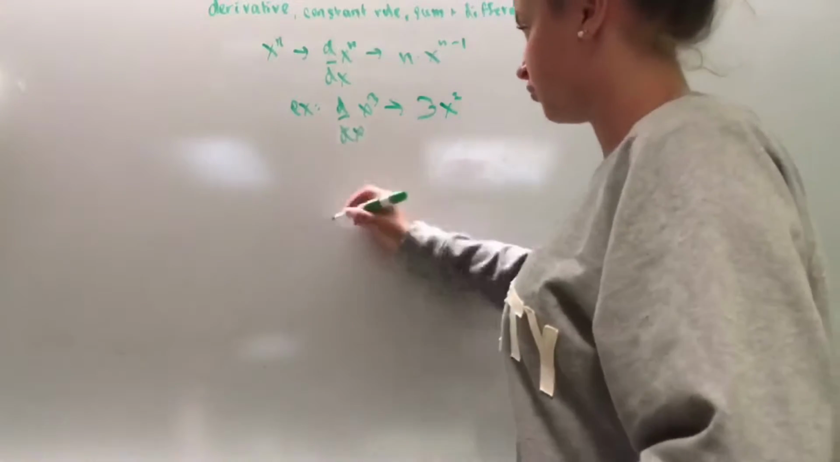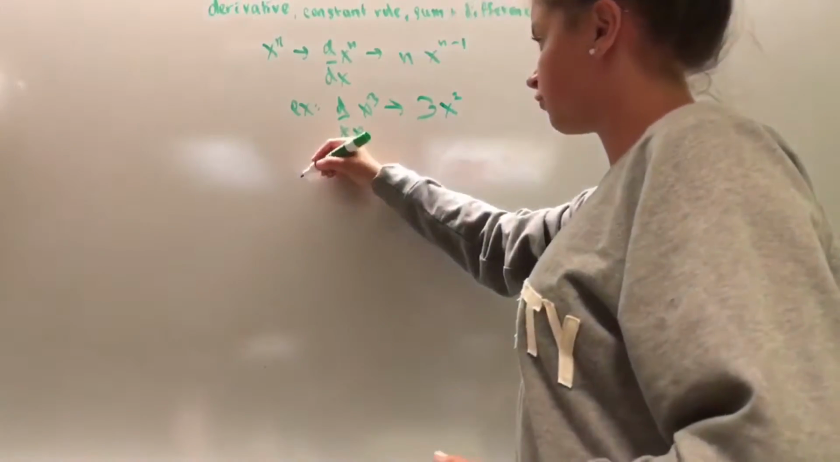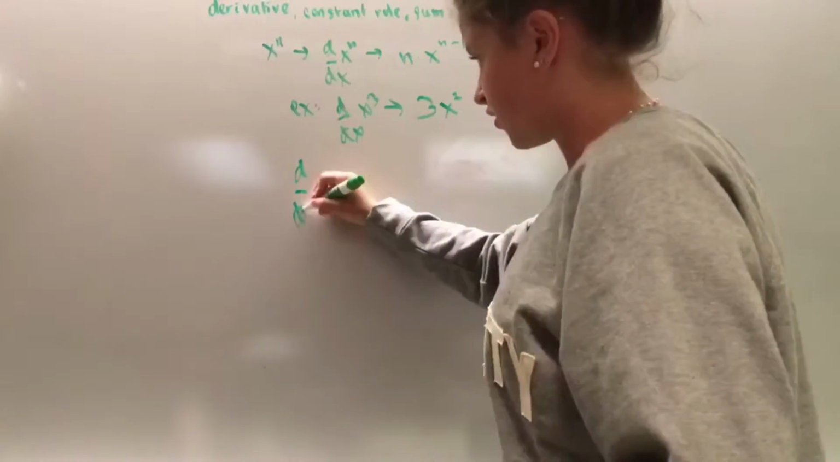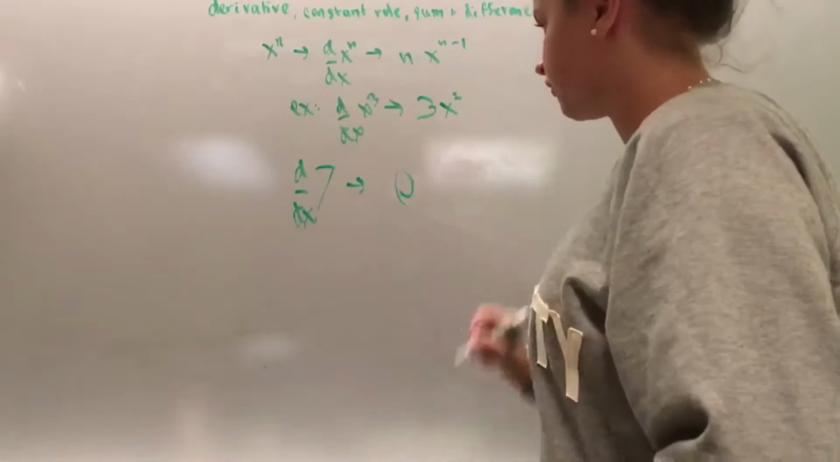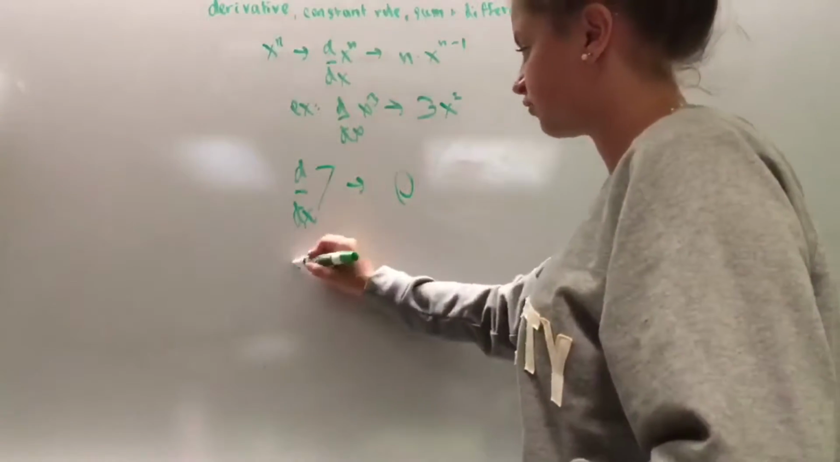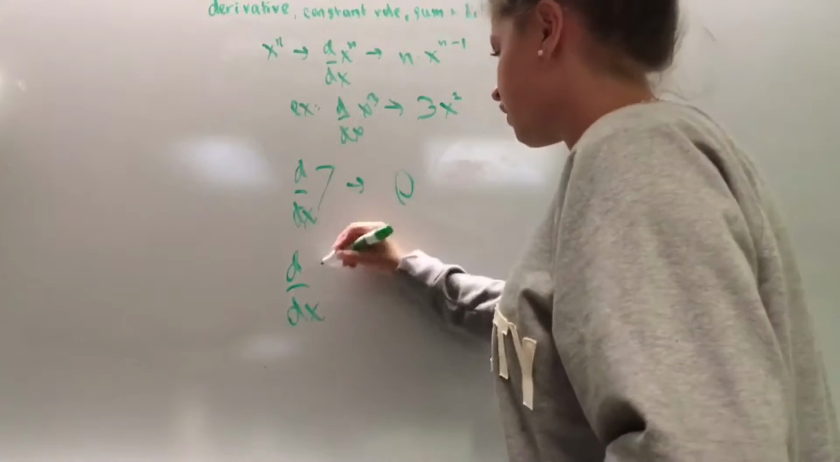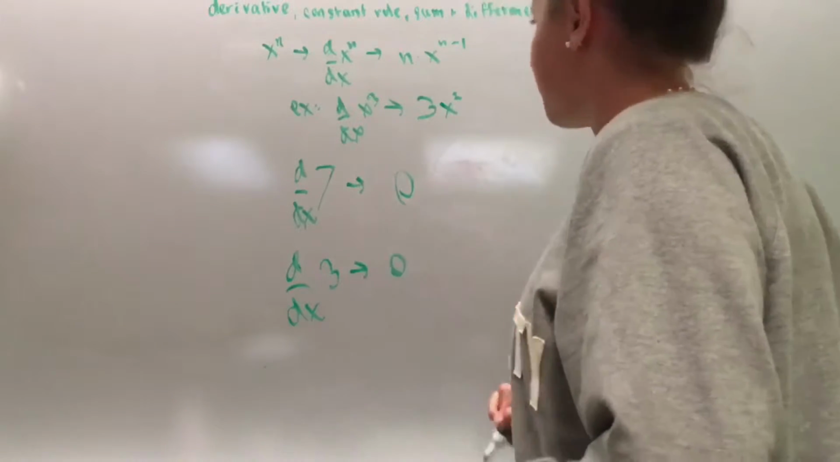The constant rule is pretty simple too. When you're taking the derivative of a constant, for example, d dx of 7, this will just go to 0. This applies for every constant, so if you take the derivative of 3, that also equals 0.